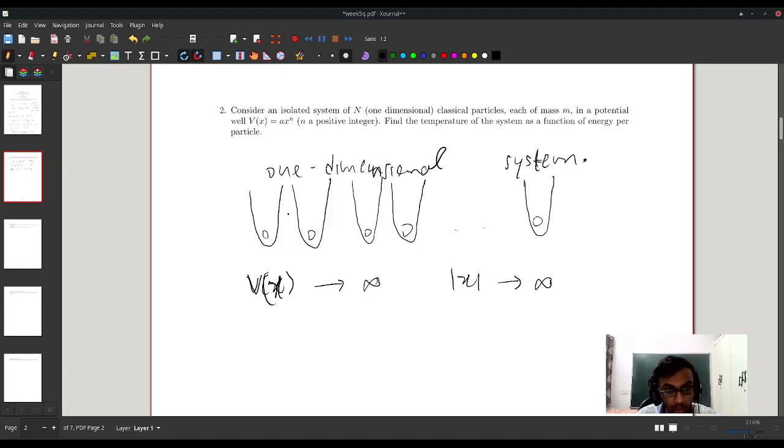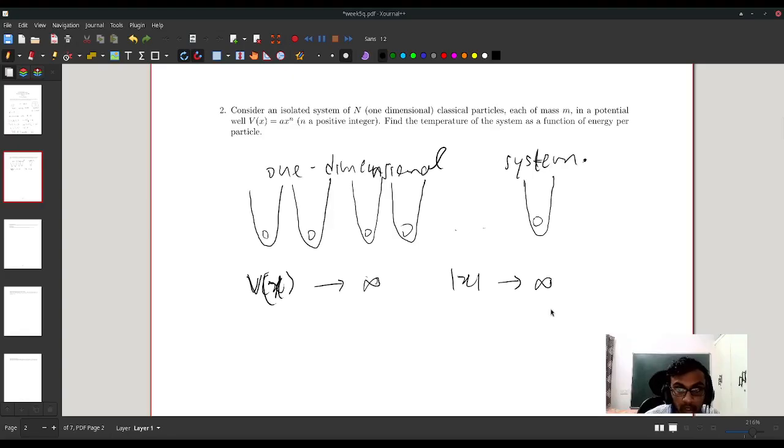So what if there is such a system, and can we say something about the heat capacity of such a system, or the temperature-energy relation, using the microcanonical ensemble formalism? So yeah, we're going to consider an isolated system and try to write its entropy.